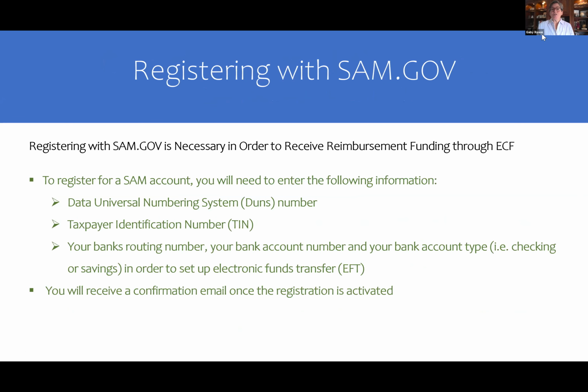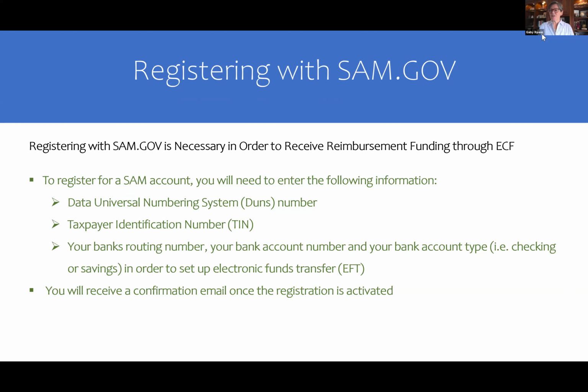You then need to register for sam.gov. In order to do this, you go to sam.gov and you register for a SAM account with the following information. This is simply so that the federal government, the FCC, can send you the funds if you file an ECF application that is in fact eligible.